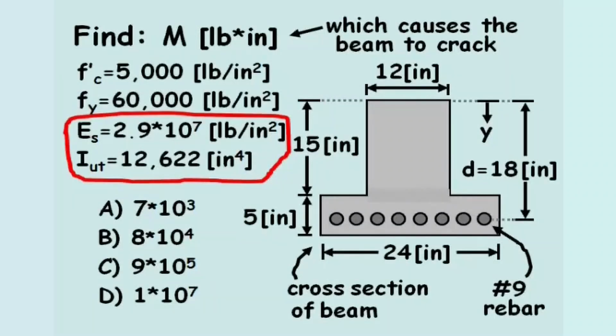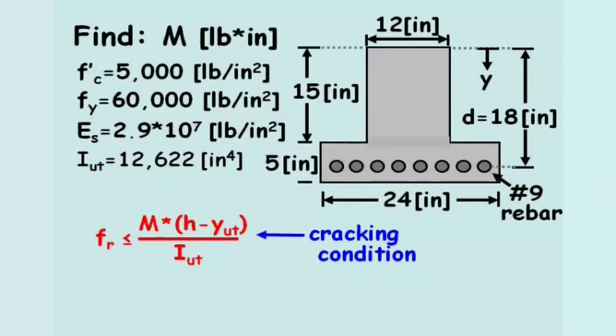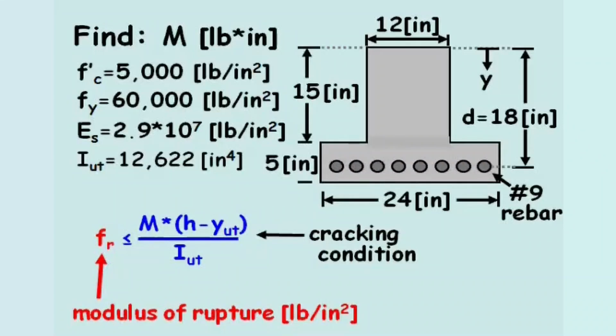The concrete in the beam will crack when the applied moment causes the beam to exceed its modulus of rupture. In this equation, Fr represents the modulus of rupture. For this problem, we'll use the units of pounds per square inch. M represents the applied moment. This is the variable we're solving for.